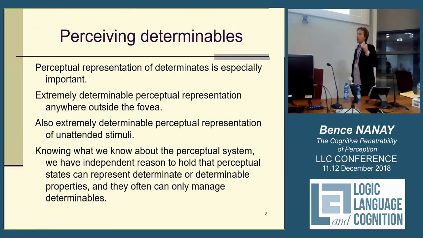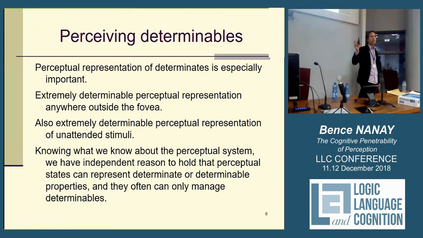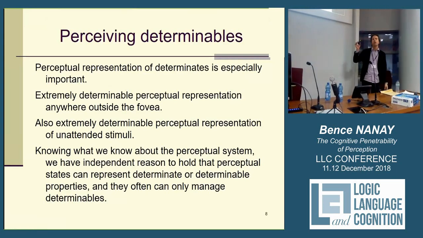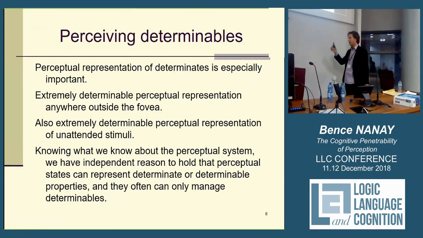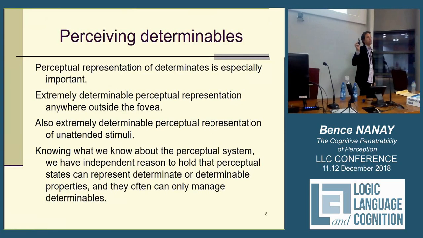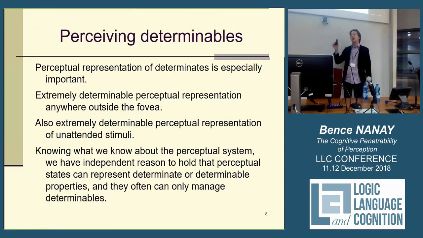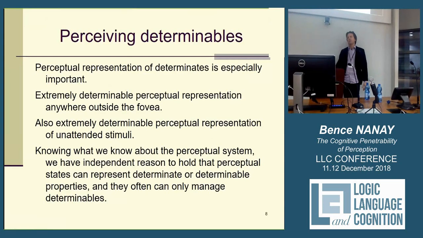So if you are looking at this clicker and you're attending to its color, then probably that's going to be much more determinately represented than its shape, when you're not focusing on it, when you're not attending to that. Then you can shift your attention so that you're attending to its shape, and then its color is going to be less determinate.